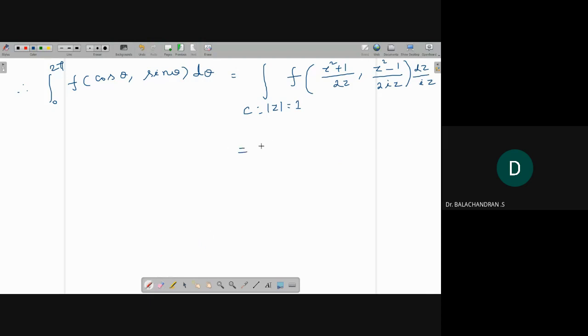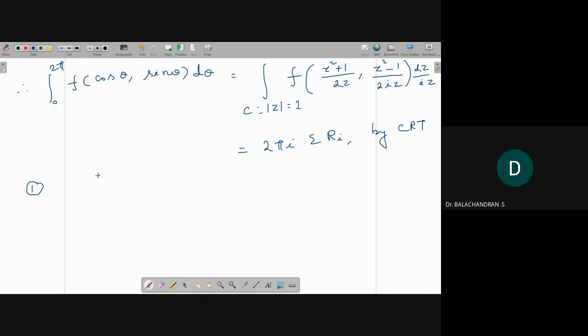So using Cauchy residue theorem, this is 2 pi i times the sum of the residues, so by CRT, Cauchy residue theorem. Okay, now I will start from a simple problem and then we'll slowly increase the difficulty, from simple problems to some difficult problems later.